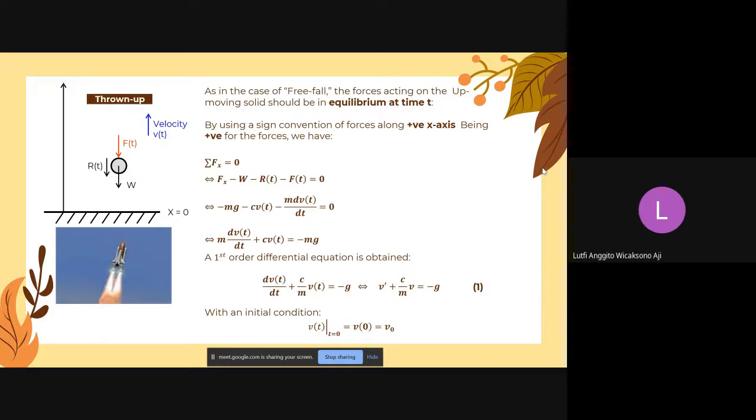So a first order differential equation is obtained, that is dv(t)/dt plus c over m v(t) equals negative g. So in other form, that is v' plus c over m v equals negative g, with an initial condition, that is v(t) at t equals 0 is v0, and the result is 0.